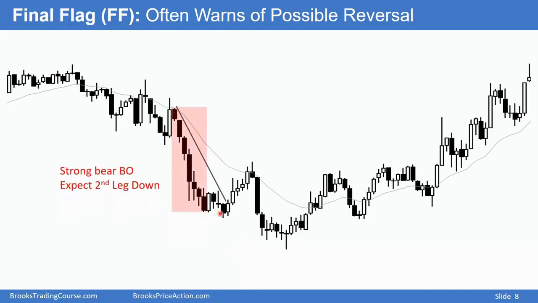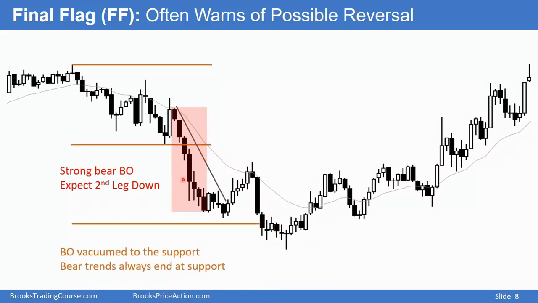Strong breakout, expect at least a second leg down, pullback, second leg down. A breakout, so look at the breakout point, and then look at the start of the trend before, and then project down to a measured move. That is support, and the market will find buyers there. Bears will take profits, and bulls will start to buy. The market got vacuumed down in a hurry to support. And remember, every bear trend ends at support, although most support will not stop a bear trend.